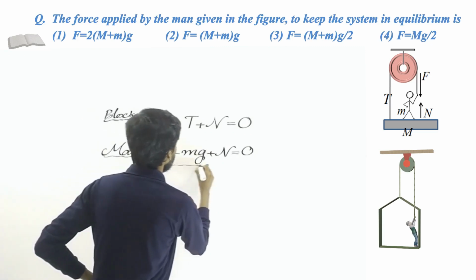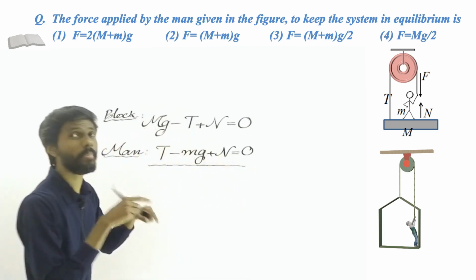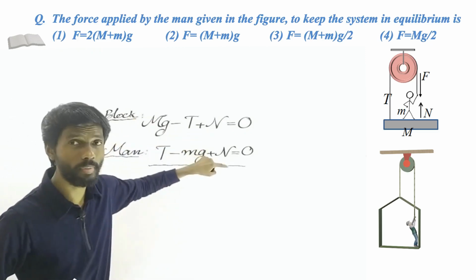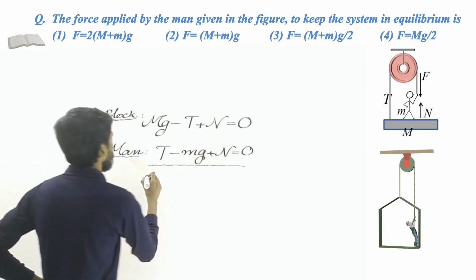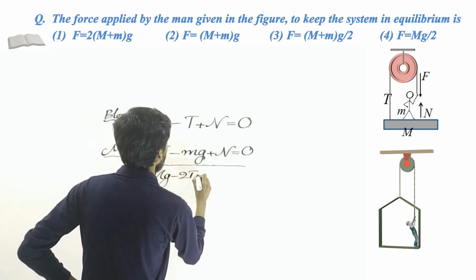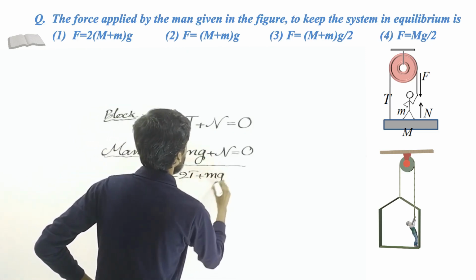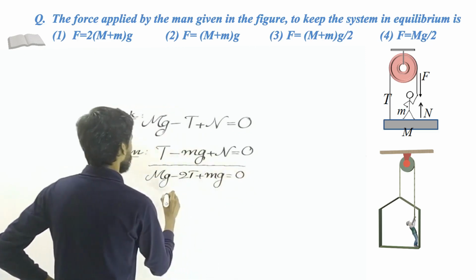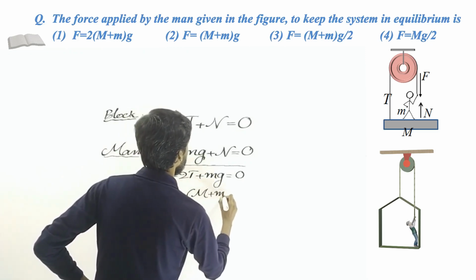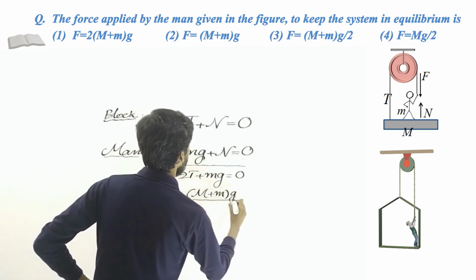Yes, what we need is the tension force or the force exerted by that man. Both are the same here. So we can simply subtract. We don't want the normal reaction, so we can subtract it. So we get mg minus 2T plus mg equals 0. So this gives you our required tension: T equals (m plus m) multiplied by g divided by 2.